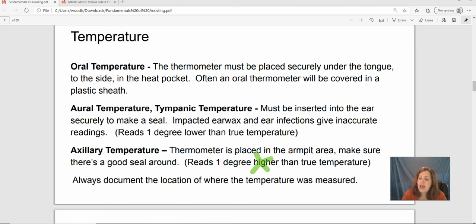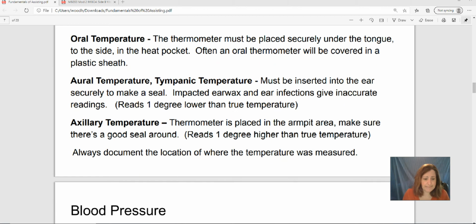I didn't put it on this slide, but anal temperatures, which are typically only done with little babies, are 1 degree higher than true temperature. But a lot of babies, they don't do it that way anymore. They just do a forehead scan or an eardrum. But if they do it that way, you should know that.